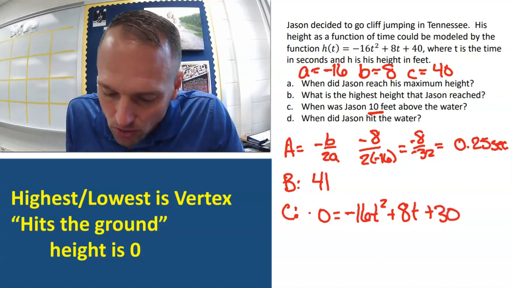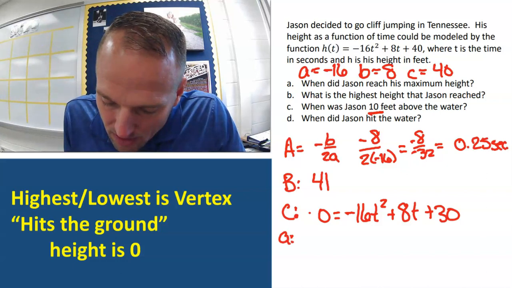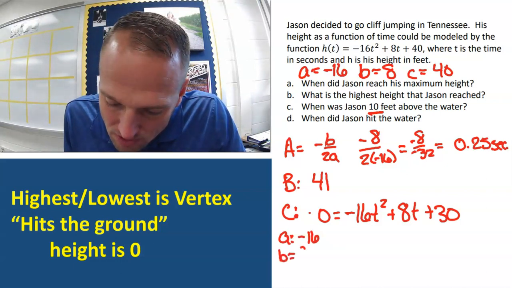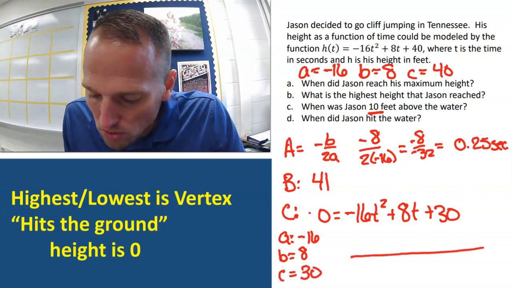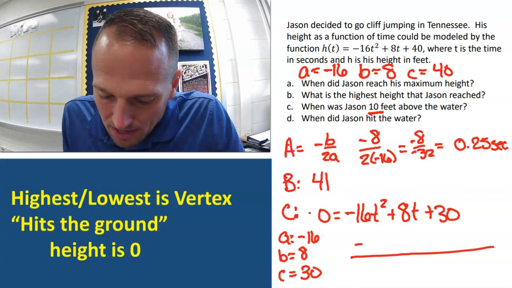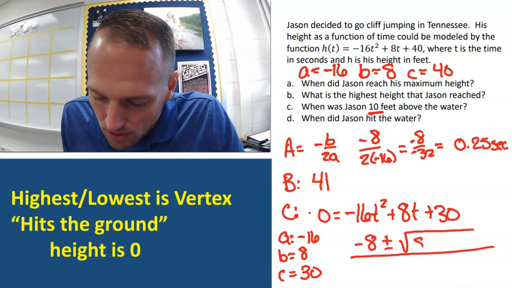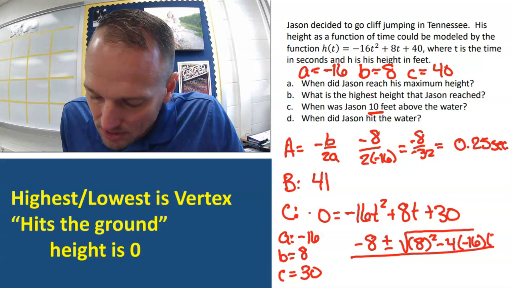Okay, so now let's find our new a, b, and c here. A is the number in front of t squared, b is the number in front of t, and c is the number by itself. Now let's use the quadratic formula. Negative b plus or minus the square root of b squared minus 4 times a times c, all over 2a.